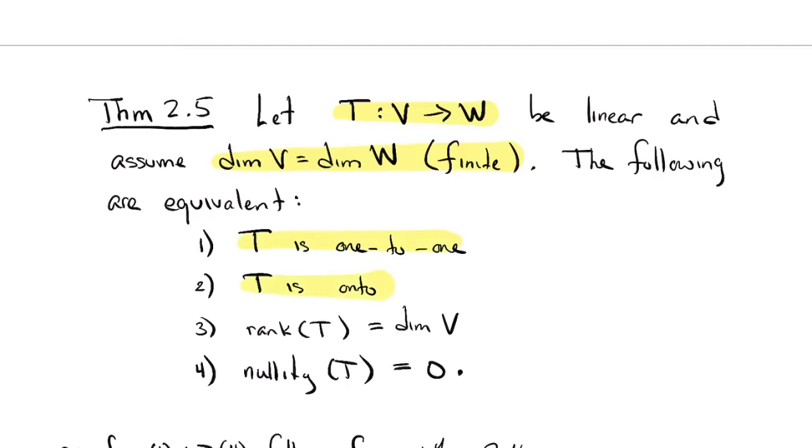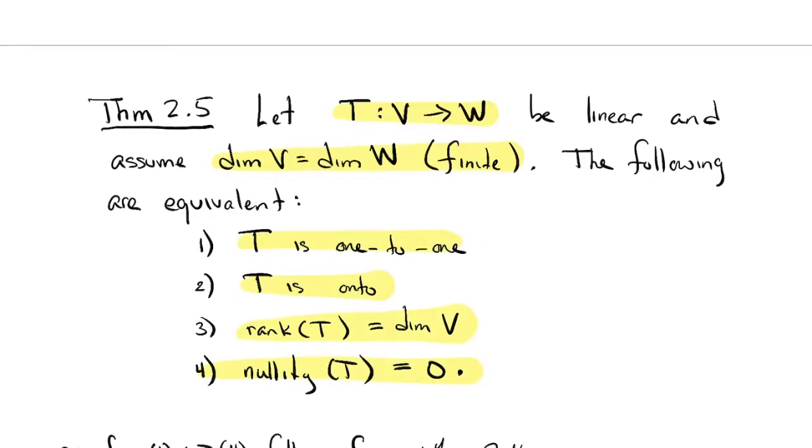Let me stop for a second. That's kind of amazing, right? For a linear transformation between a vector space and itself, finite dimensional with the same dimension, if it's 1 to 1, it's automatically onto. Or if it's onto, it's automatically 1 to 1. That's kind of neat. Those two things are both equivalent to the rank being the dimension of the domain. And all of that is equivalent to the dimension of the null space being 0.